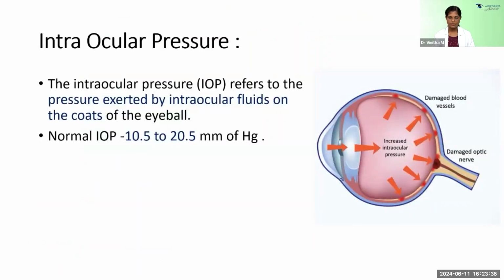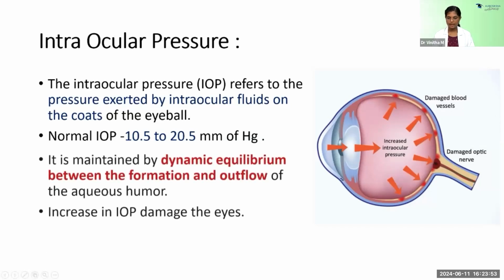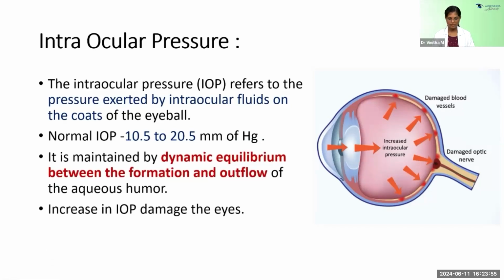Intraocular pressure. The intraocular pressure refers to the pressure exerted by the intraocular fluids onto the coat of the eye. The normal IOP is 10.5 to 20.5. It is maintained by a dynamic equilibrium between the formation and the outflow of the aqueous. Increase in the IOP damages the eye.